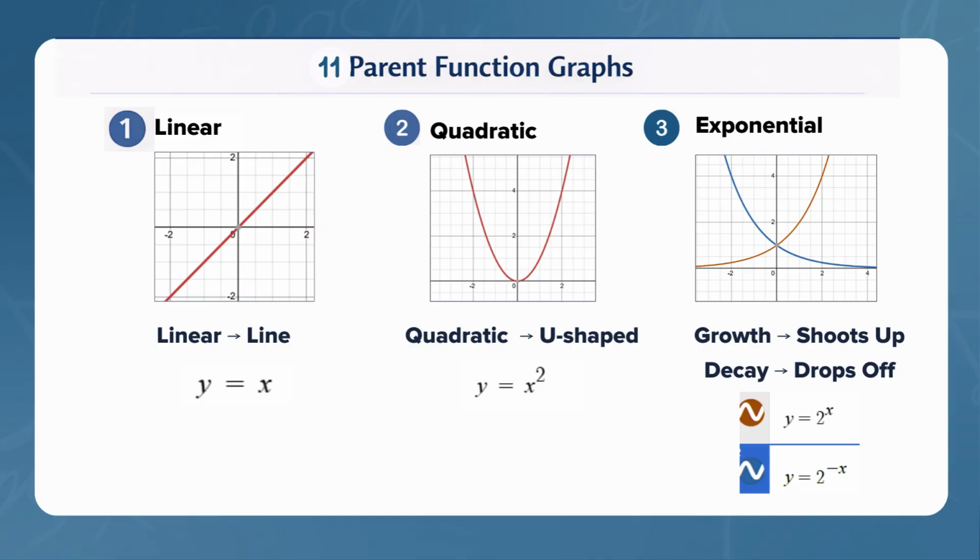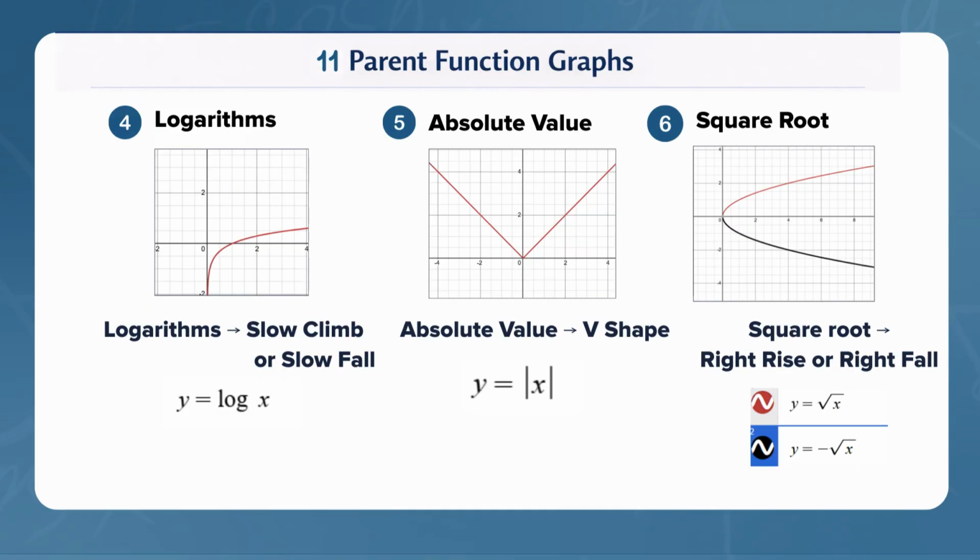We explored 11 different parent functions and we learned how to recognize them by their graphs. Remember the key ideas. Linear looks like a line. Quadratic looks like a bowl or a U. Exponential is kind of like a rocket curve. Logarithmic is a slow climb. Absolute value starts with V and it's V-shaped.